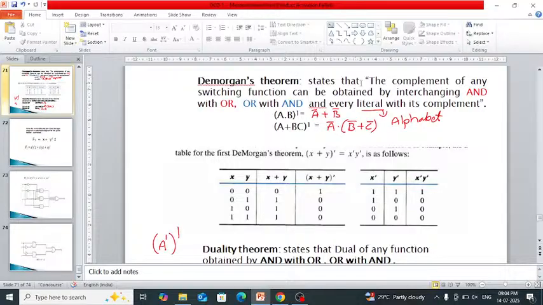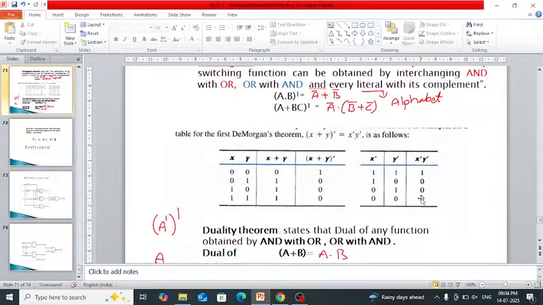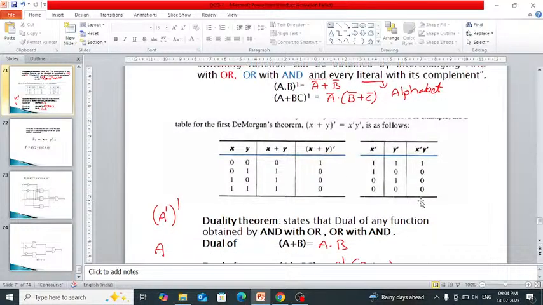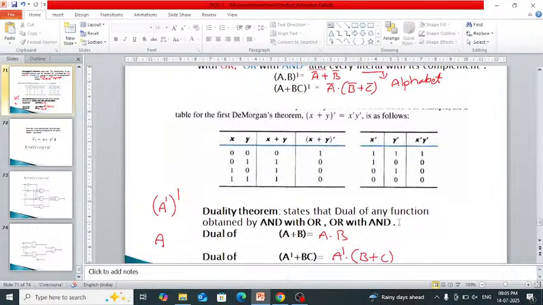So De Morgan's theorem states that the complement of any switching function can be obtained by interchanging AND with OR, and OR with AND, and every literal with its complement. Here literal means the alphabet which we are using, A, B or X, Y, something. And duality theorem states that the dual of any function is obtained by replacing AND with OR and OR with AND. So that is called the duality theorem statement. And here we will not change any letters, only we will change the arithmetic operators. So that is about these two theorems. Next.